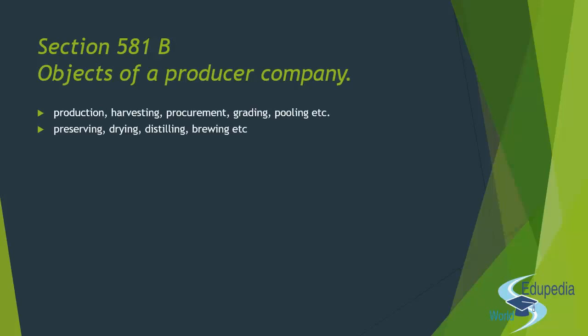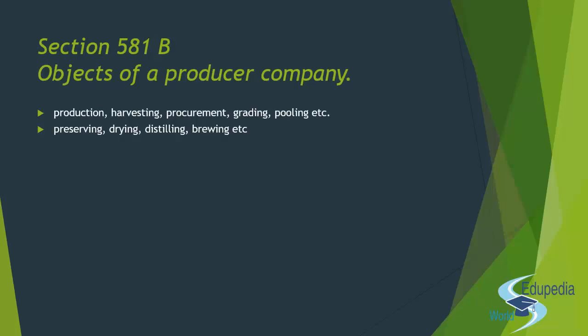Next is the processing of the produce of the members. So once you have produced it, harvested it or procured it, now you are processing it. This is the next step, right? That processing would include preserving, drying, distilling, brewing, vending, canning, packaging, whatever, of the primary produce of the members. So after you have the primary produce, you give out other services of processing. Even that is an object of a producer company. You are not compulsorily required to grow something. You can also process it to be a producer company.